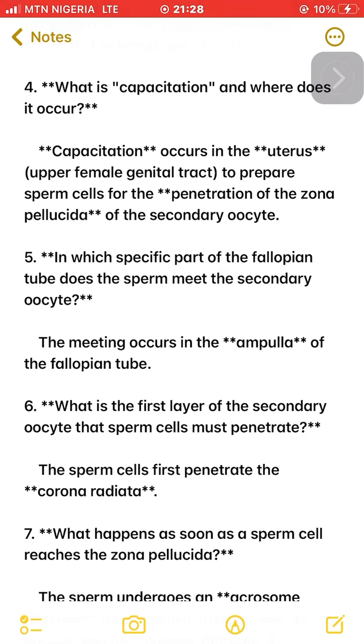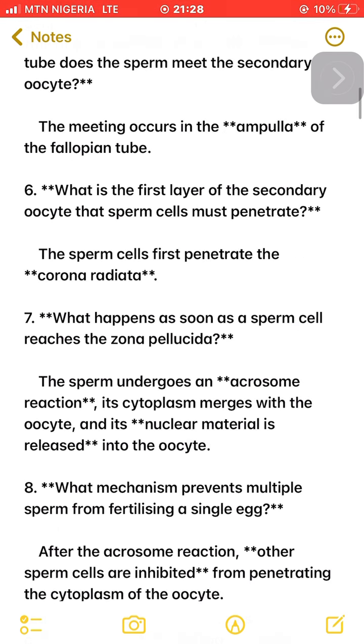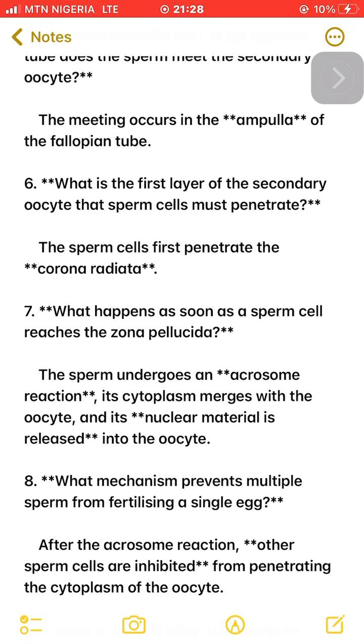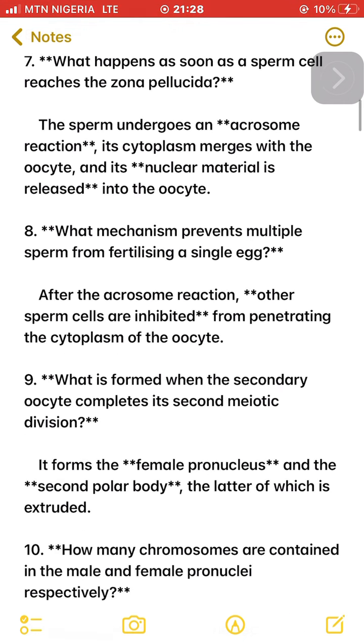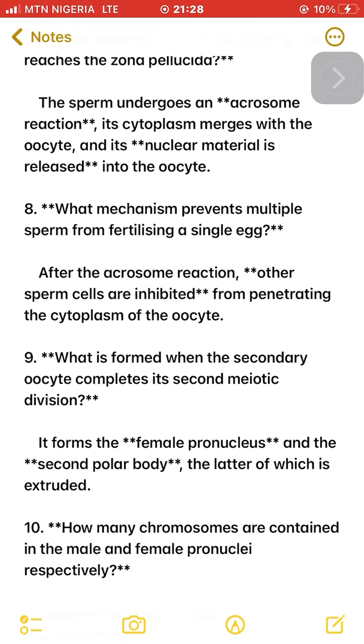6. What is the first layer of the secondary oocyte that sperm cells must penetrate? The sperm cells first penetrate the corona radiata. 7. What happens as soon as a sperm cell reaches the zona pellucida? The sperm undergoes an acrosome reaction, its cytoplasm merges with the oocyte, and its nuclear material is released into the oocyte. 8. What mechanism prevents multiple sperm from fertilizing a single egg? After the acrosome reaction, other sperm cells are inhibited from penetrating the cytoplasm of the oocyte.